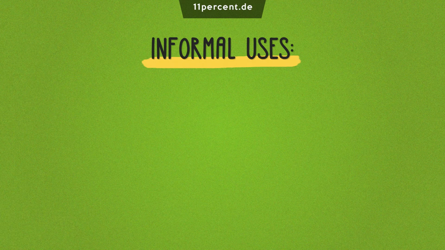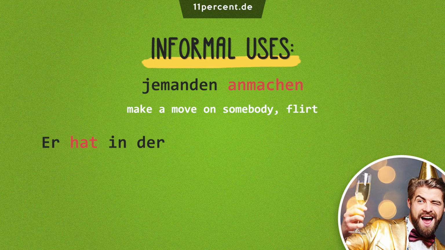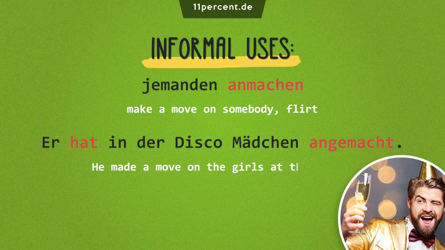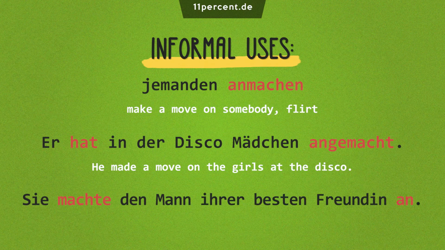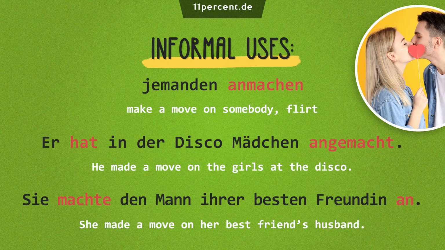And if you're maybe looking for a partner, you can use jemanden anmachen as make a move on somebody. Er hat in der Disco Mädchen angemacht. He made a move on the girls at the disco. Sie machte den Mann ihrer besten Freundin an. She made a move on her best friend's husband. Very bad move.